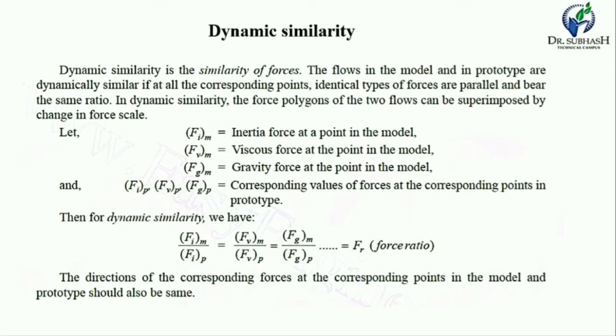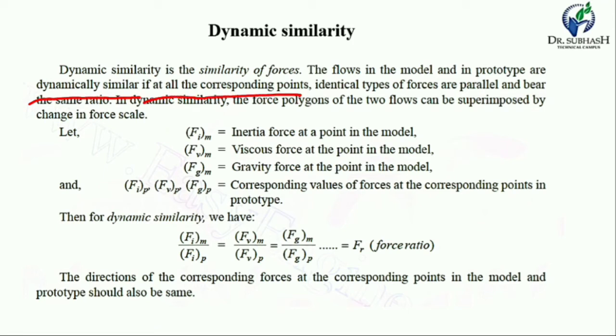Now dynamic similarity. Dynamic similarity is the similarity of forces. The flow in model and prototype are dynamically similar if at all corresponding points, identical types of forces are parallel and have the same ratio. In short, at any corresponding point, the ratio of forces in model and prototype is a constant. Then the model is called dynamically similar to the prototype. So mathematically, we see this.